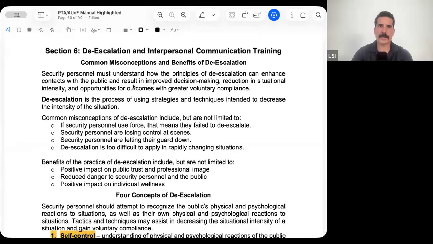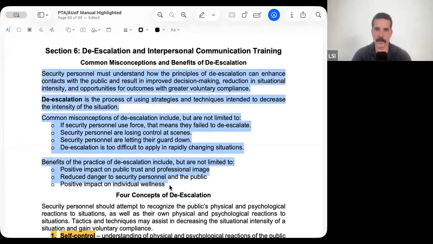Let's see. All right, section 6, de-escalation and interpersonal communication training. Common misconceptions and benefits of de-escalation. Security personnel must understand how the principles of de-escalation can enhance contacts with the public and result in improved decision-making, reduction in situational intensity, and opportunities for outcomes with greater voluntary compliance.